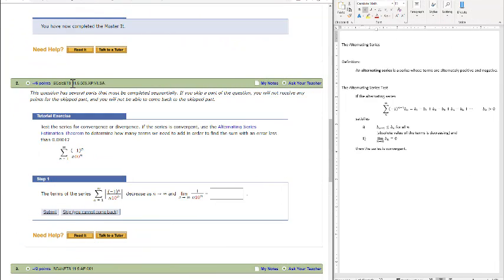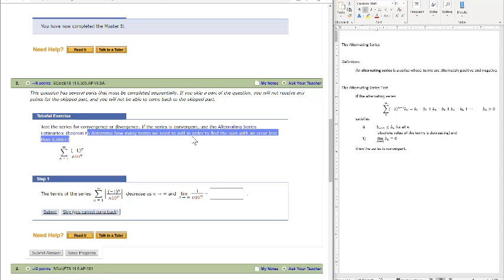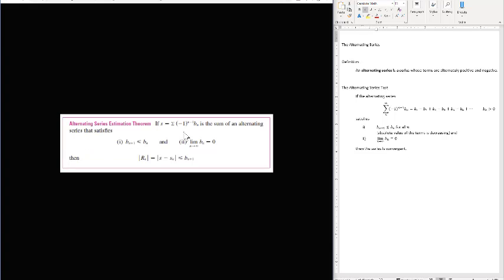Let's do a problem from your lab assignment, section 11.5. This is number 2. They want us to test a series for convergence and divergence. If the series does converge, use the alternating series estimation theorem to determine how many terms we need to add in order to get the error less than 0.0001.